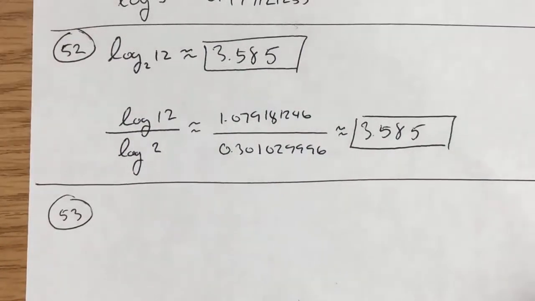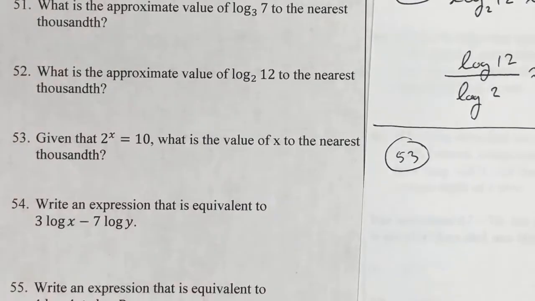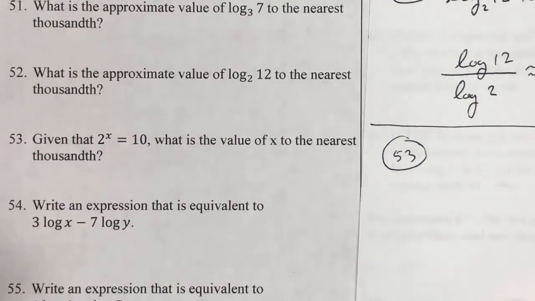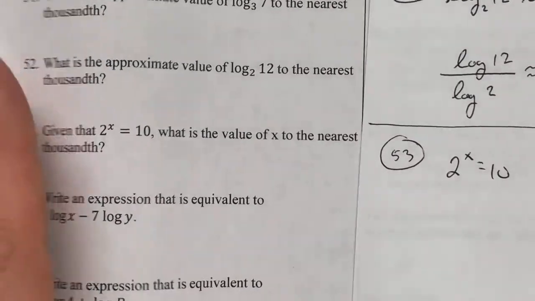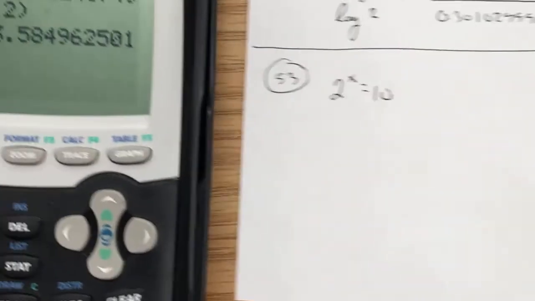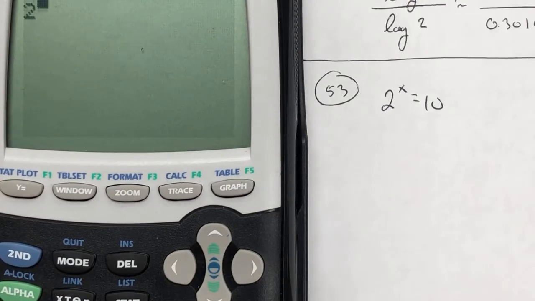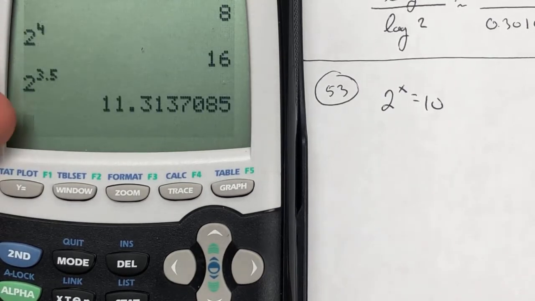Let's take a quick look at number 53. Okay, so number 53, we're looking at 2 to the power of x is equal to 10. What is the value of x to the nearest thousandth? So we're doing the same thing we just did, but instead of jumping straight into the logarithm, I have to figure out what this would be. So 2 to what power is equal to 10? Well, we could do this via brute force and just plug in random powers of 2. Let's try 2 to the power of 1. It's not enough. How about 2 to the power of 2? 2 to the power of 3? 2 to the power of 4? Okay, so it's somewhere between 3 and 4. How about 2 to the power of 3.5?